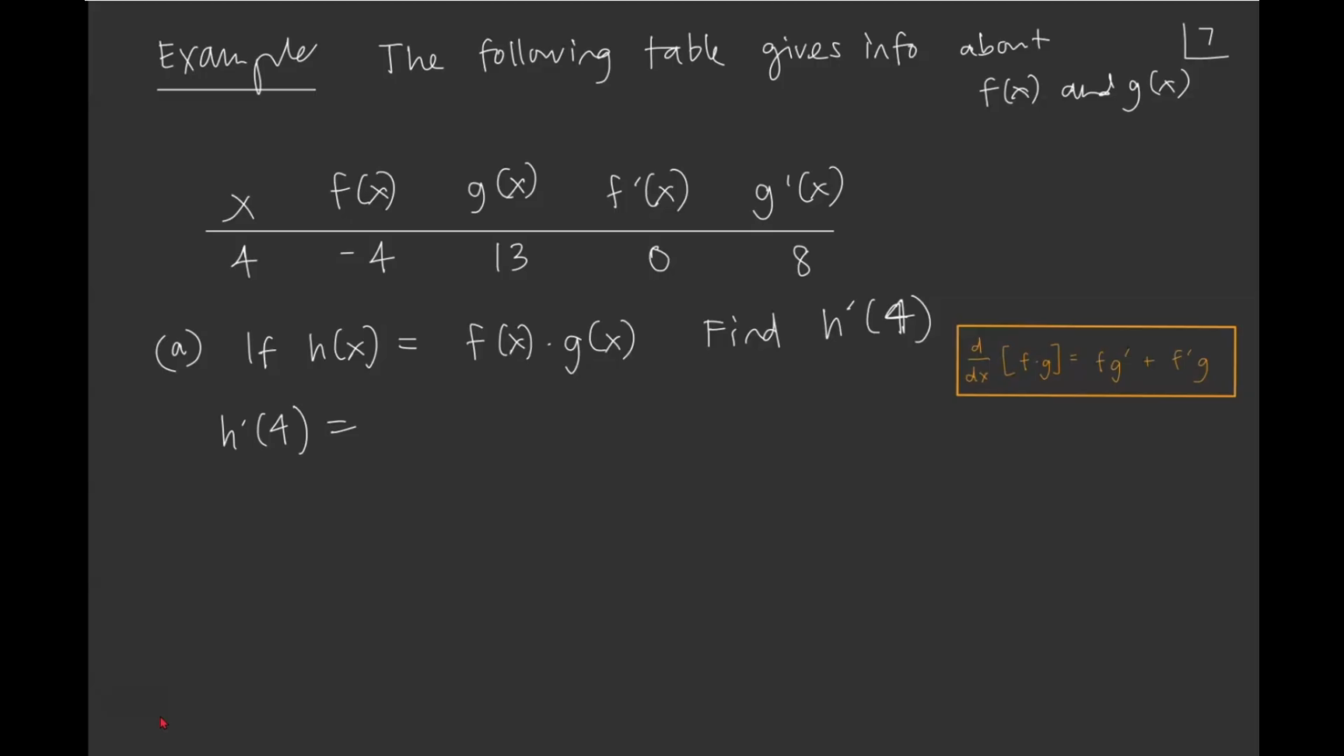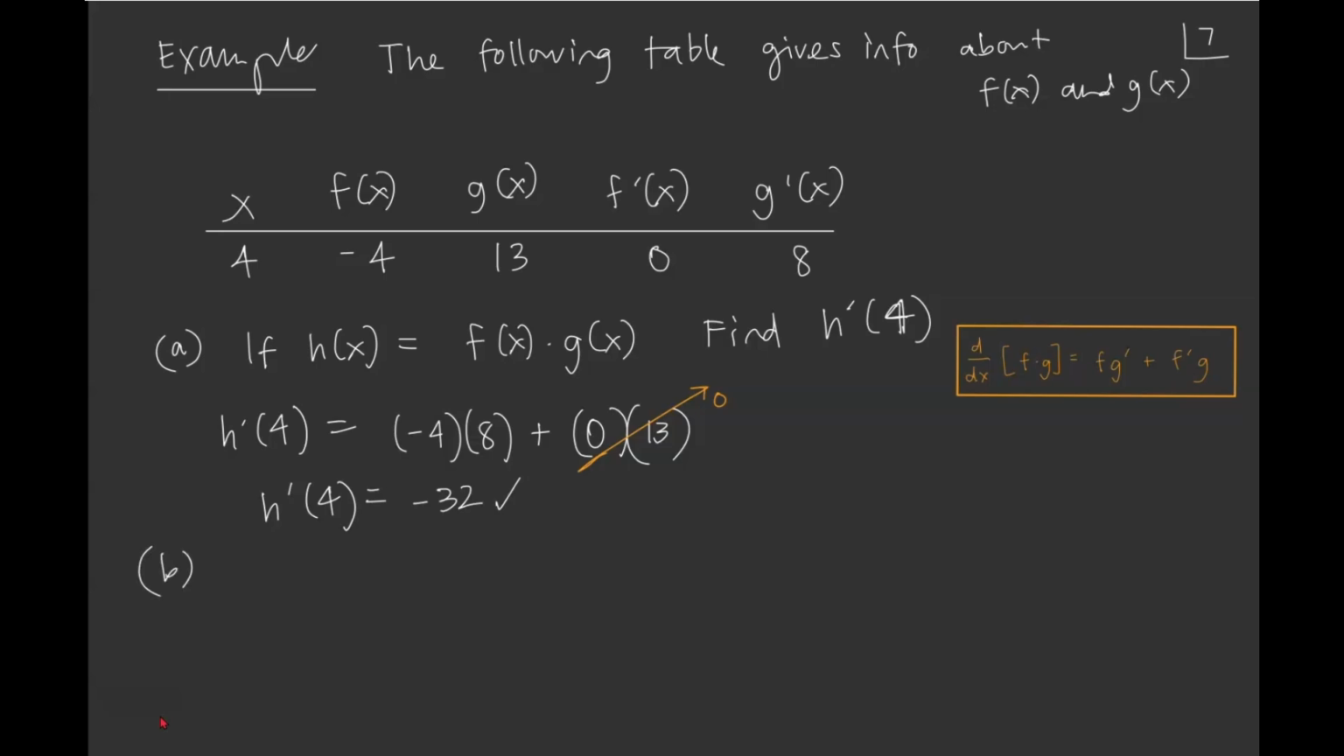So f of 4 is this guy right here, negative 4, times g prime of 4, which is going to be 8 according to the table, plus f prime of 4, which is 0, times just regular g of 4, 13. Well, we can pretty quickly see that this just becomes 0, 0 times 13, and so h prime of 4 will just equal negative 32, and that's it.